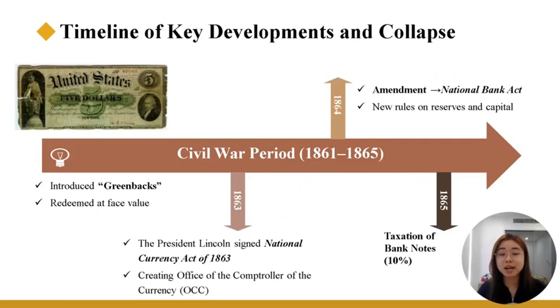Let's look at the timeline. In 1861, a national currency called greenbacks was introduced to fund the war. Later, the National Currency Act allowed banks to issue national currency. In 1865, a 10% tax on private banknotes further reduced the issuance of banknotes.